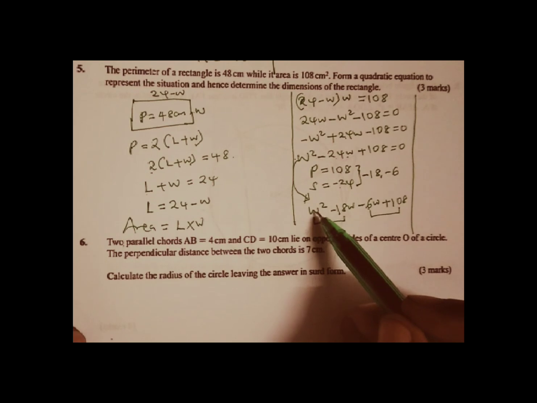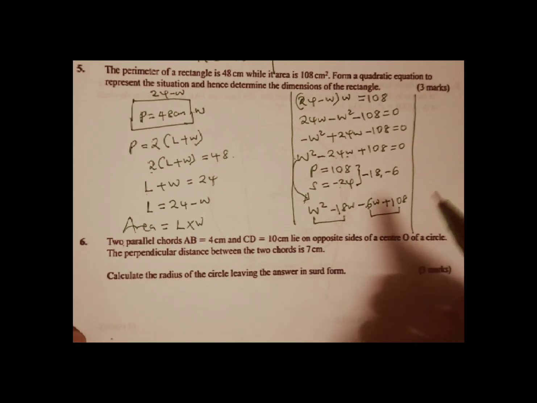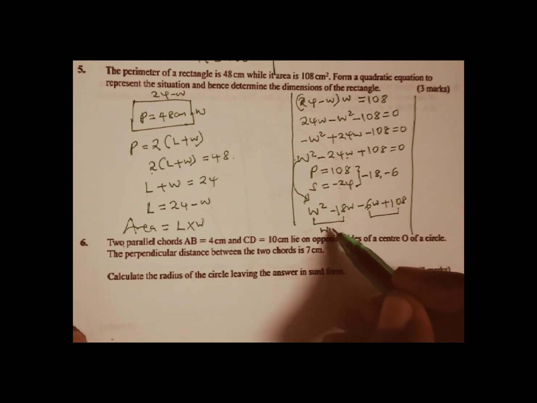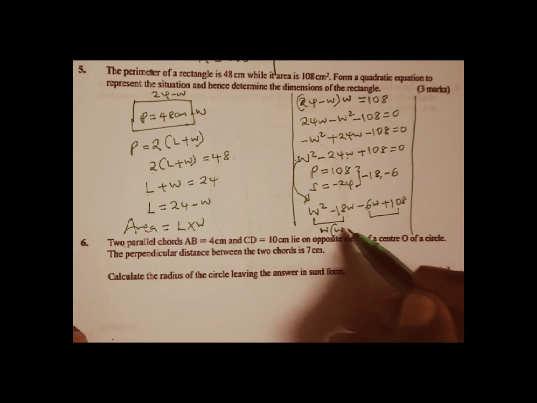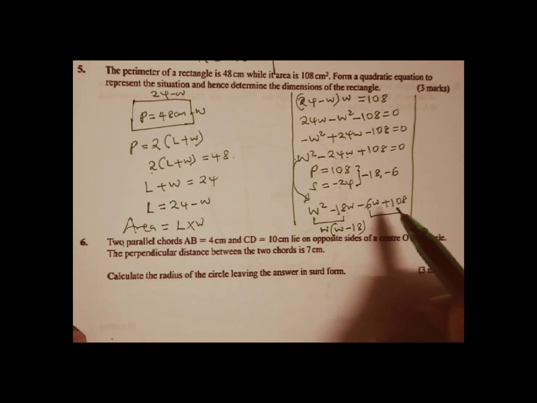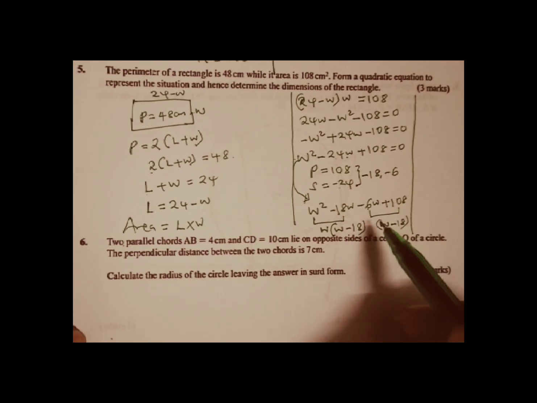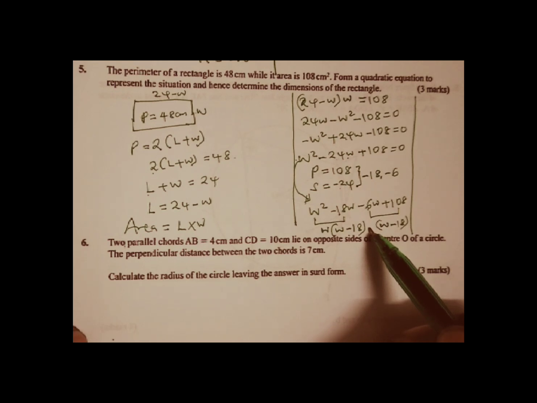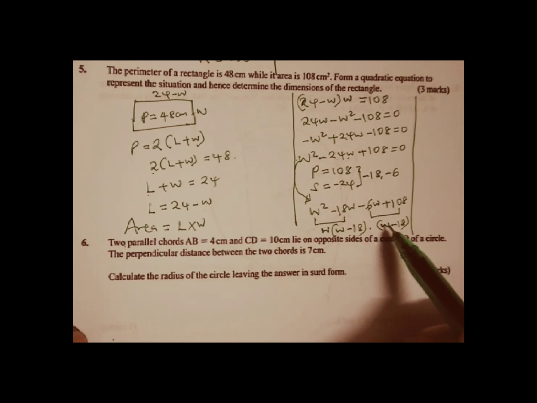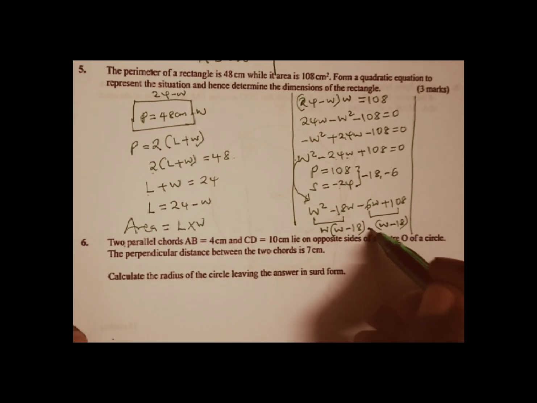So what is common between the two parts? Between W squared and minus 18W, we have W being common. We multiply by W minus 18. Then we come to this other side. These brackets are going to be the same, that is W minus 18. And therefore now, what are we going to put out here to multiply with the minus W minus 18 to give us positive 108? This one is going to be minus 6.